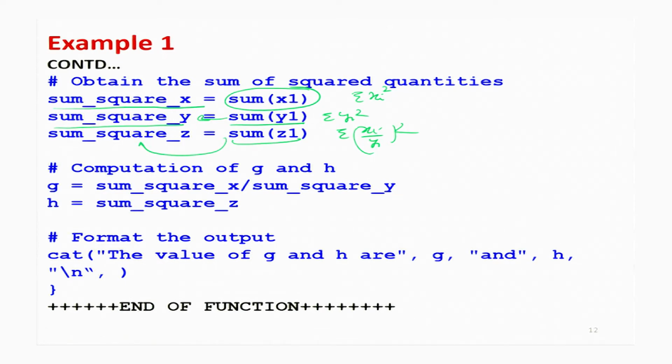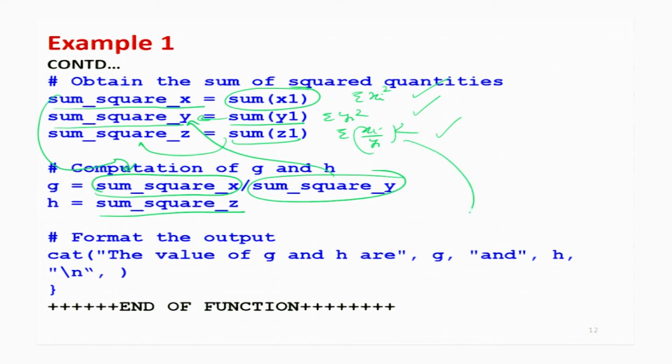So now I have obtained the summation xi square, summation y square and summation xi upon yi whole square. Now I need to compute my g and h. So g is simply summation xi square upon summation y square. So I define this sum of squares of x divided by sum of squares of y from these two values, and then h is already the sum_square_z. This has been obtained here also.